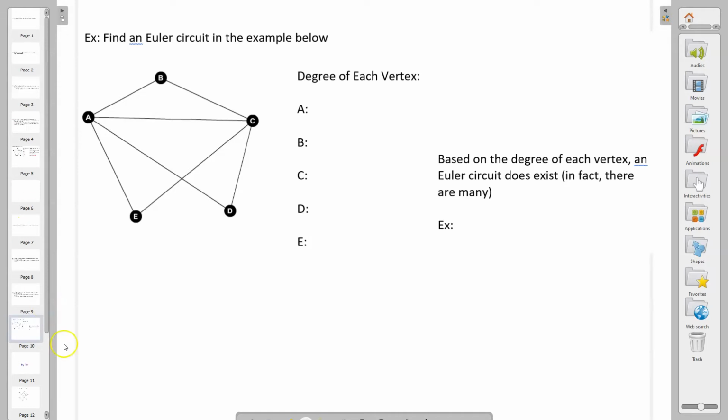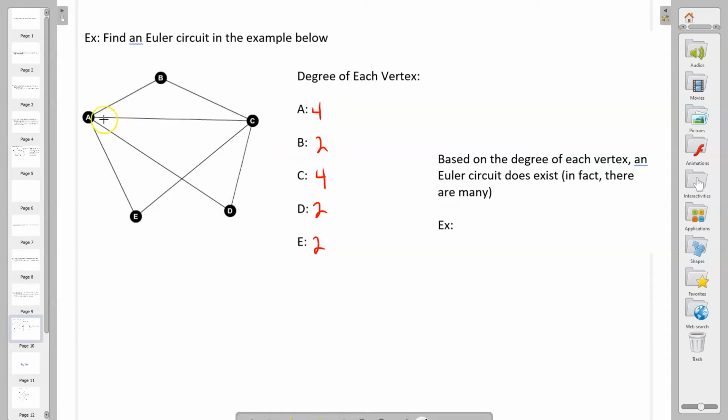We start off by identifying the degrees of each of the vertices. So looking at A, we see it's got a degree of 4, B is a degree of 2, C is a degree of 4 as well, D is a degree of 2, and E is a degree of 2. Now, we can see from this, it's the second case where every vertex has an even degree, so we know that we can find an Euler circuit in this graph. In fact, there are many.